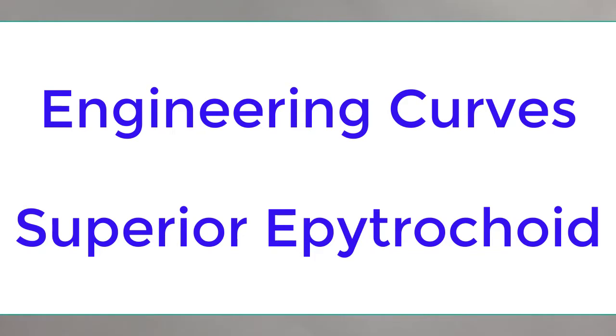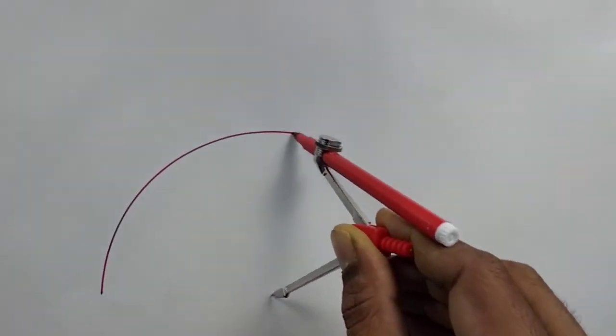Today we are going to learn the superior epicycloid. So in this problem statement, we have a 90 mm radius of directing circle. So I draw the first 90 mm directing circle with center O1.